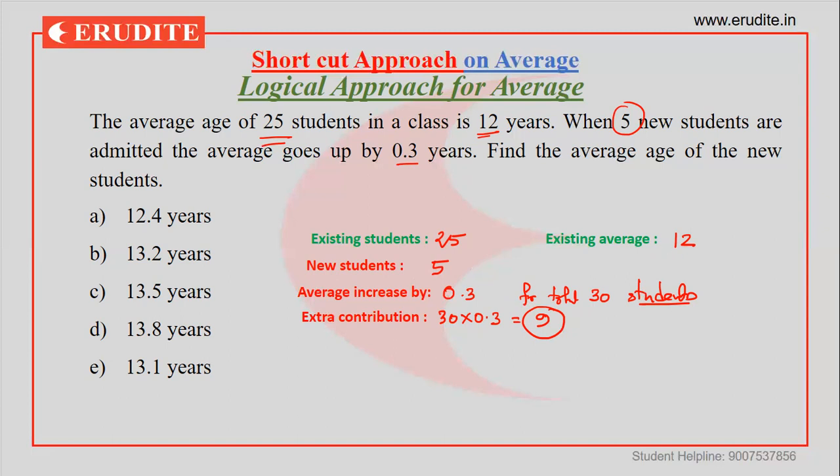So the question is, what is the average age of the new 5 students? To find the average of new students, it would be nothing but 12 plus that extra 9 divided among 5 people. So 9 by 5, this way we need to solve it. 9 by 5 is nothing but 1.8. So it would be 13.8. So the answer is 13.8. This is entirely one logical approach, and that shortcut technique is very important for students to learn.